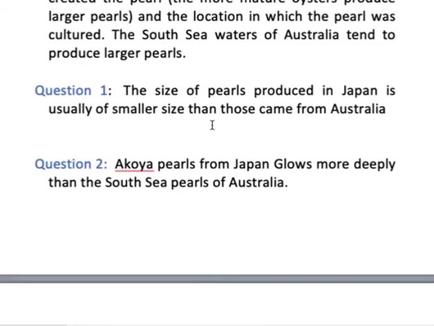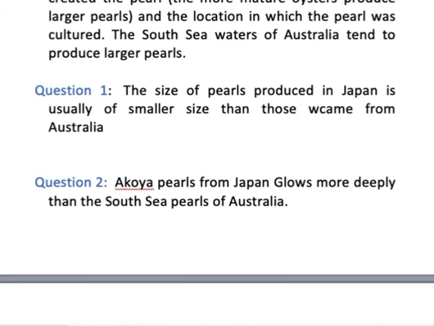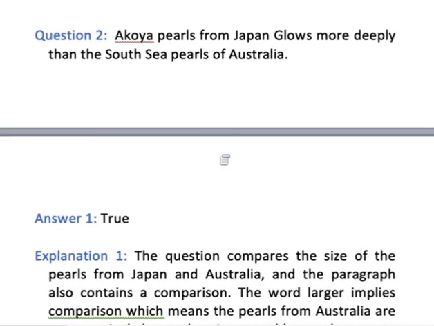Question 1. The size of pearls produced in Japan is usually of smaller size than those which came from Australia. So this is the question. Question is that the size of pearls in Japan is smaller than those which came from Australia. And question 2 is, Akoya pearls from Japan glow more deeply than the South Sea pearls of Australia. So both these questions have comparisons.